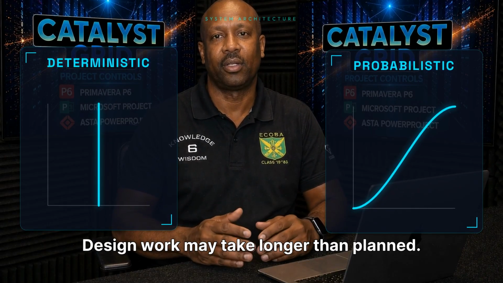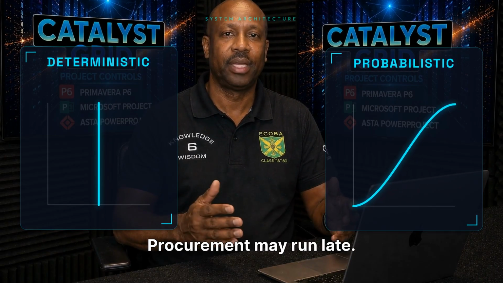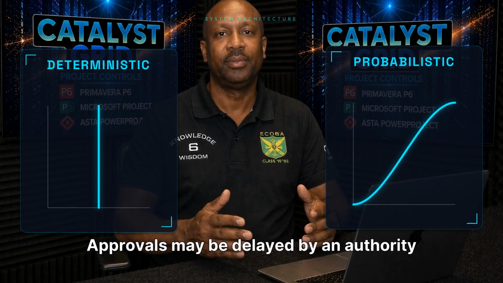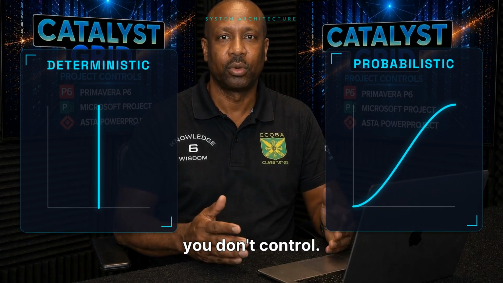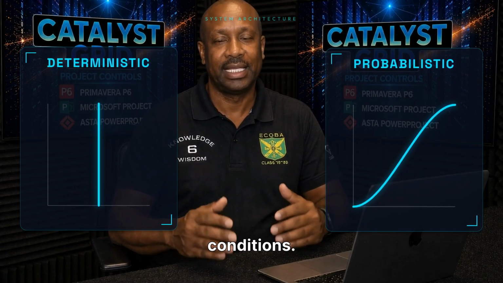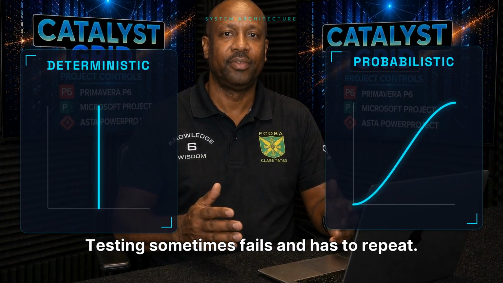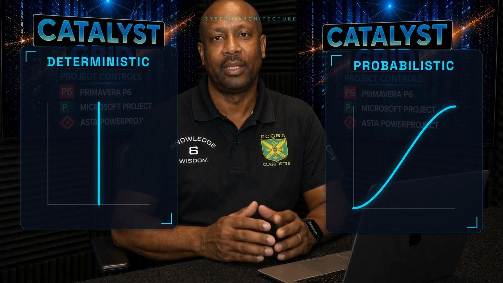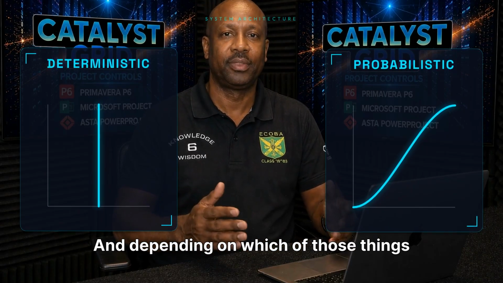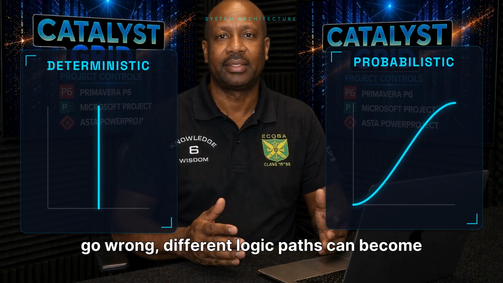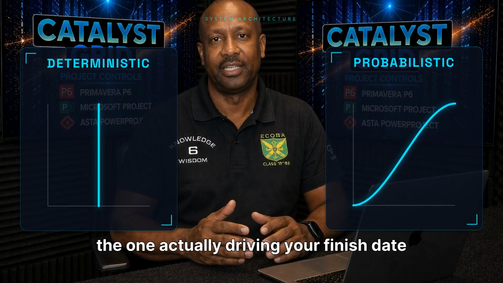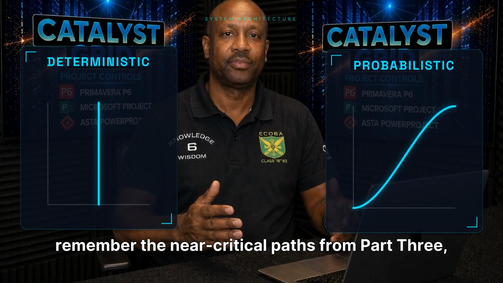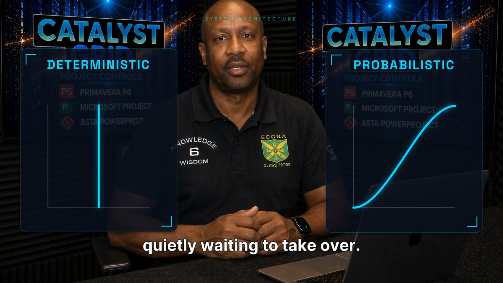Design work may take longer than planned. Procurement may run late. Approvals may be delayed by an authority you don't control. Installation productivity varies with crew, weather, and conditions. Testing sometimes fails and has to repeat. Specific risk events either happen or they don't. And depending on which of those things go wrong, different logic paths can become the one actually driving your finish date. Remember the near critical paths from Part 3, quietly waiting to take over.